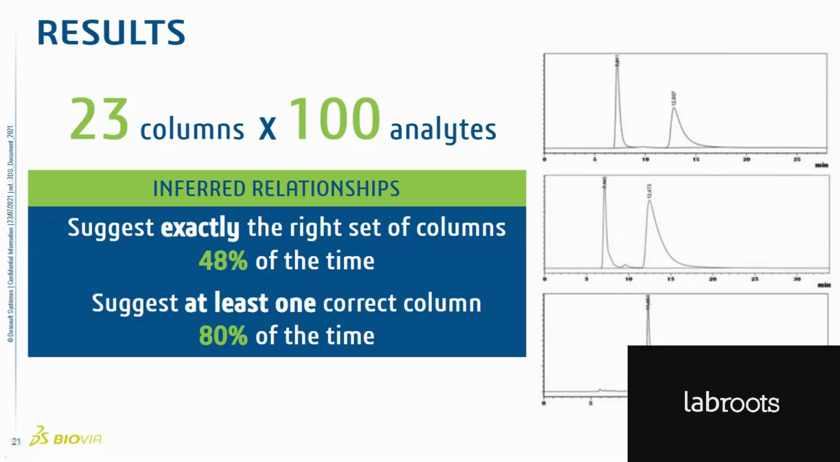At least 80% of the time, we were able to select at least one correct column that could be used to separate the compound in question. So that's pretty good results. And I think that it's even better when you think about the fact that the individuals who ran this proof of concept within BIOVIA were not in any way chemists. They were just data scientists that just had a basic understanding of how analytical chemistry and HPLC column separations work.